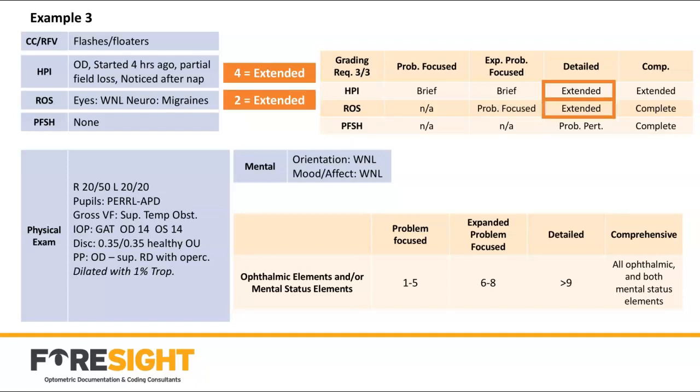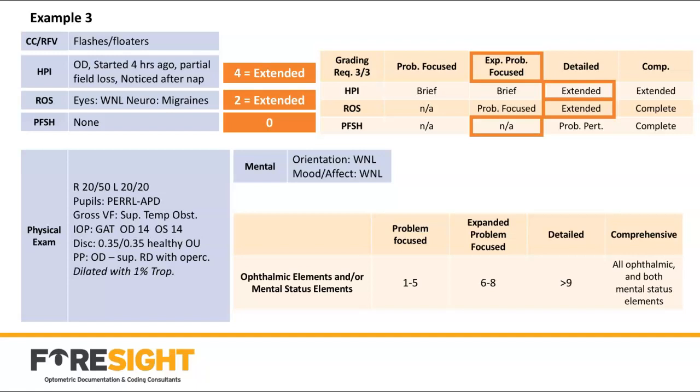Our ROS, we're asking about eyes. Because they're talking about flashes and floaters and partial field loss, I'm going to ask neuro questions because it potentially could be a migraine, right? So now that gives us an extended ROS, and we didn't do any past family social history here, which I know might be kind of rare, but let's say we didn't. So that's none. So for here, you have to have graded it out of 3 of 3. So that's an extended problem-focused exam because you didn't do any past family social history questions. If you would have asked any past ocular health questions, that would have put us into that problem-pertinent past family social history, so that would have been detailed. But for this example, you see it's expanded problem-focused.